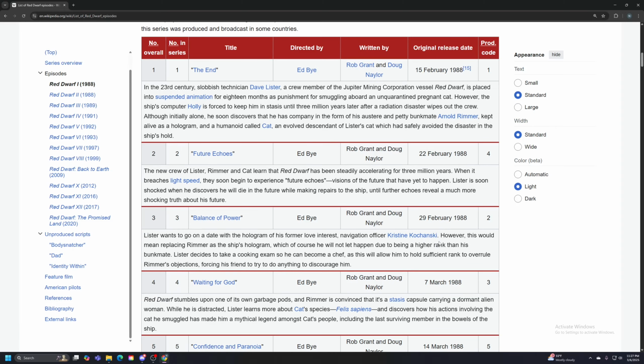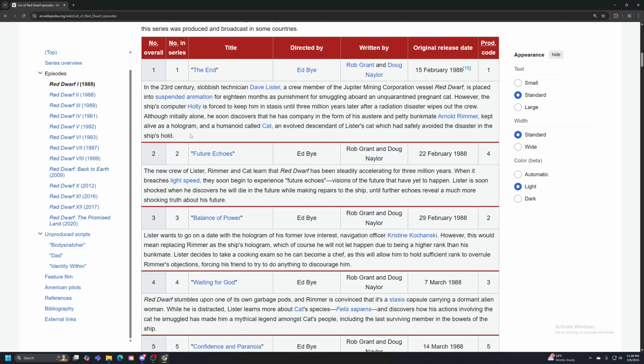And here's a plot, I guess, summary of it. In the 23rd century, I hope you didn't want spoilers. Well, too late. In the 23rd century, slovenly technician Dave Lister, a crew member of the Jupiter Mining Corporation vessel Red Dwarf, is placed into suspended animation for 18 months as a punishment for smuggling aboard an unquarantined pregnant cat. However, the ship's computer Holly is forced to keep him in stasis until 3 million years later after a radiation disaster wipes out the crew.